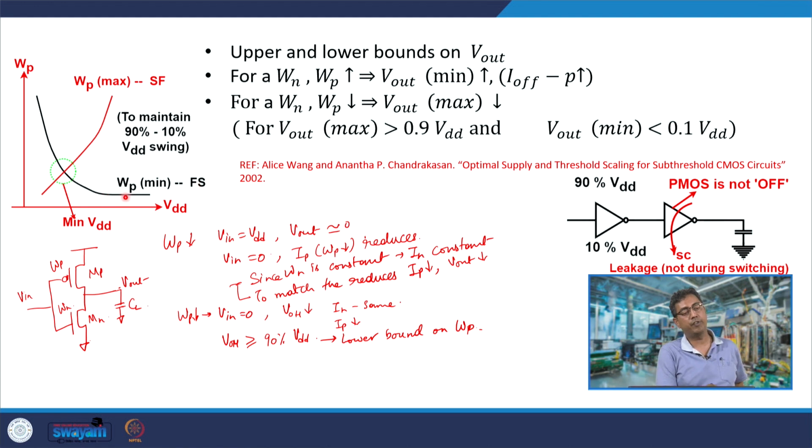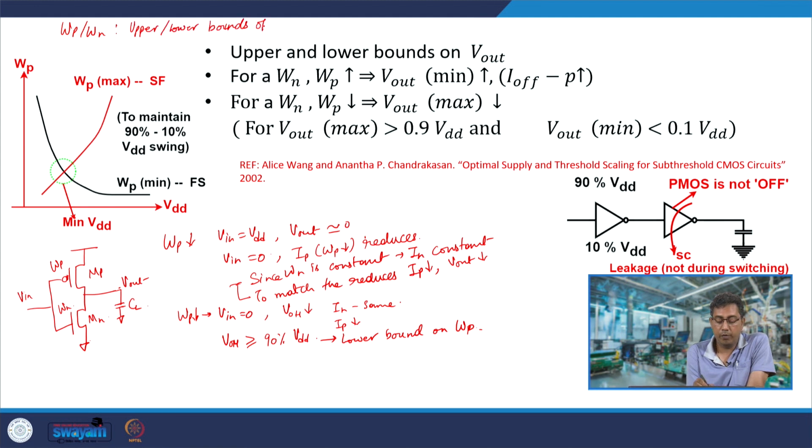So, the lower bound on P MOSFET size should be seen for the FS corner, because for the lower bound you want the P MOSFET to be slow, since it should be carrying the smallest possible current. Likewise, for the upper bound on VDD, you should look at the upper bound on P MOSFET size, at the SF corner, because then the current carrying capacity of the P MOSFET is the largest. So, here we have discussed the WP by WN ratio based on upper and lower bounds on Vout.